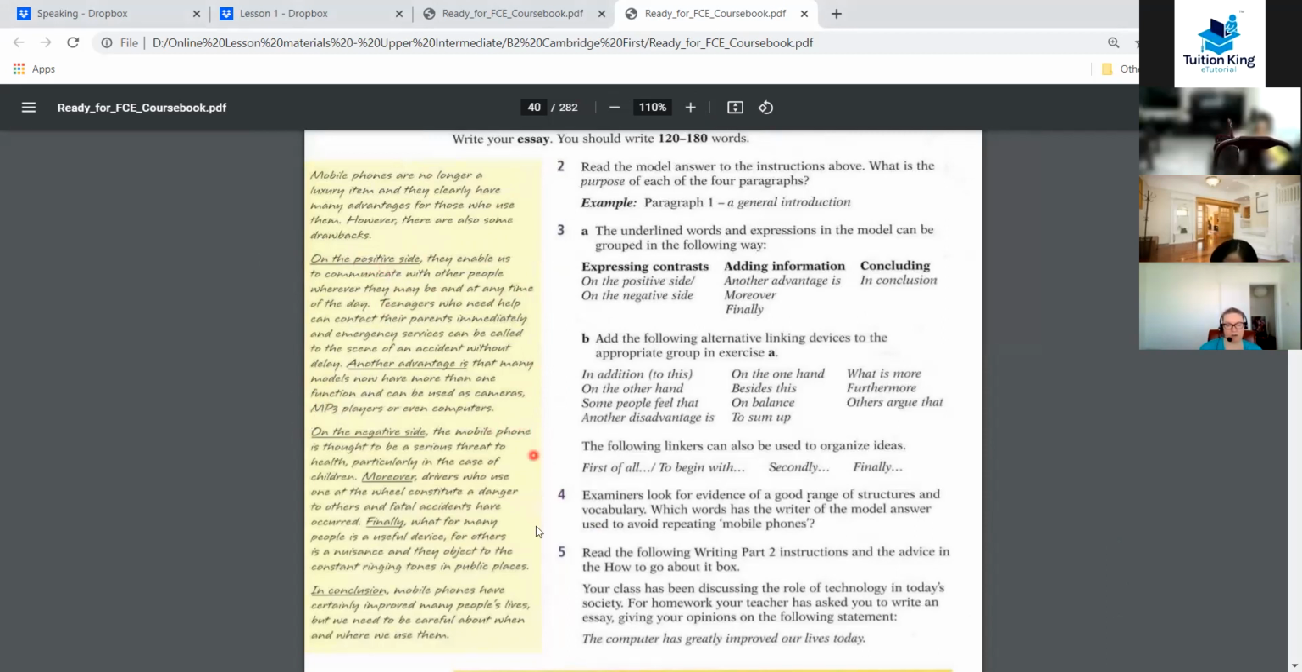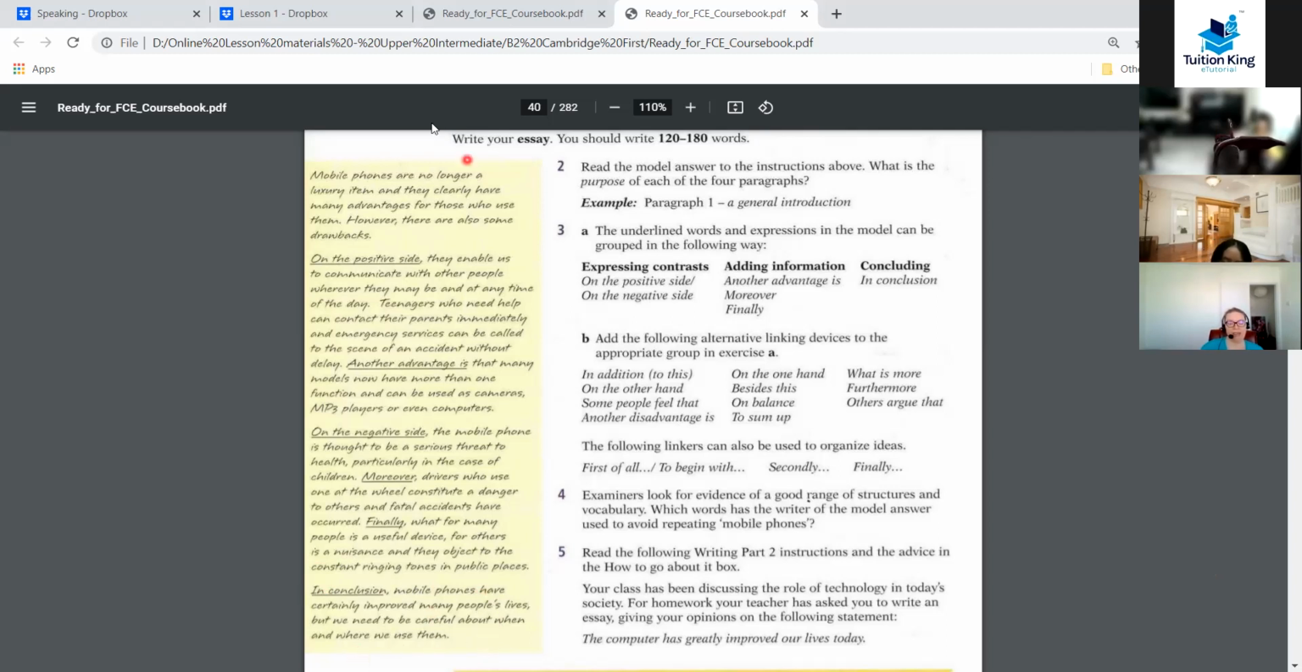And then what's paragraph three? What does this paragraph do? So if this paragraph talks about the positive argument, what does this paragraph do? Negative. Yeah, it talks about the negative argument. Very good. And then what is this paragraph? What's the purpose of this last paragraph here, paragraph four? Any ideas? The conclusion. It's the conclusion.